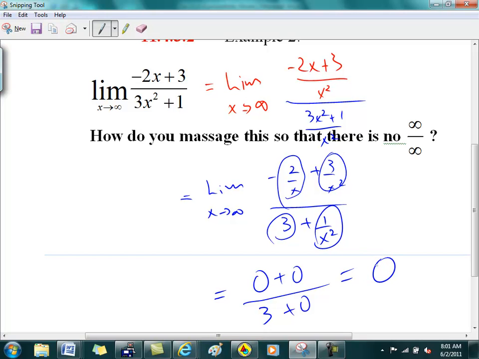Okay? So that's one long way of doing it. Here's another more intuitive way of doing this problem. Okay? Now, if I say that x is getting huge, absolutely massive, what do you think 3 is compared to massive? Small. It's like my salary compared to Bill Gates' salary. All right? Insignificant.